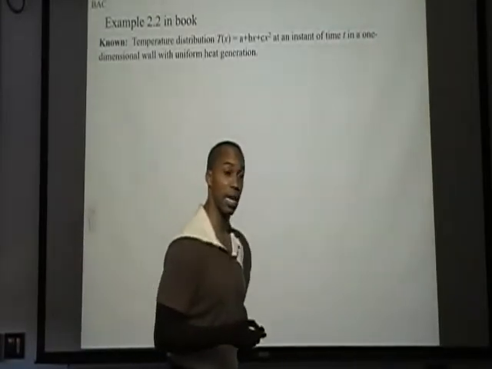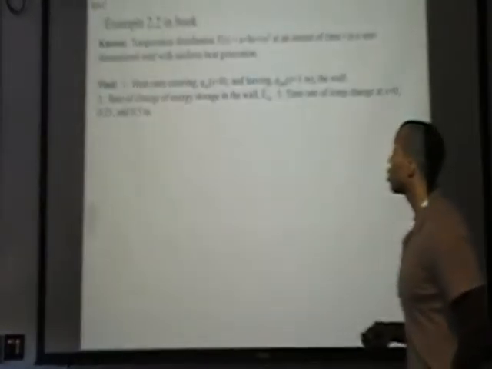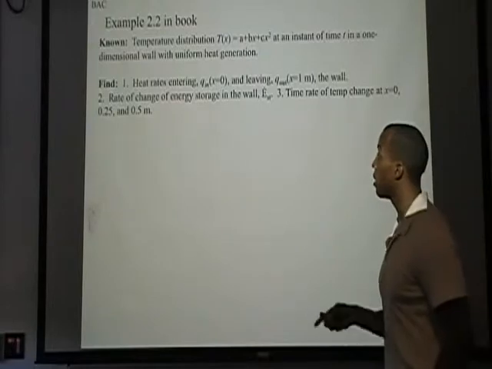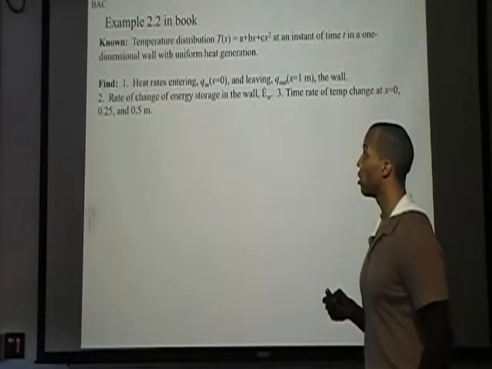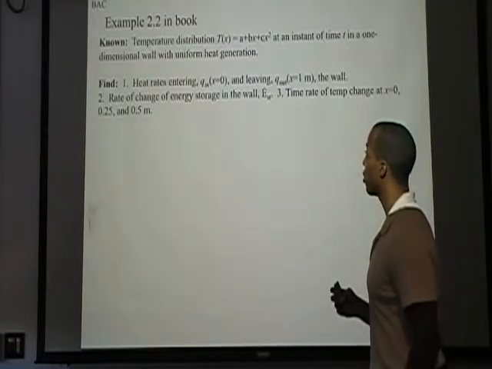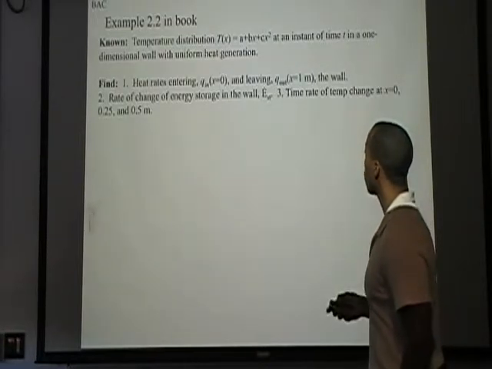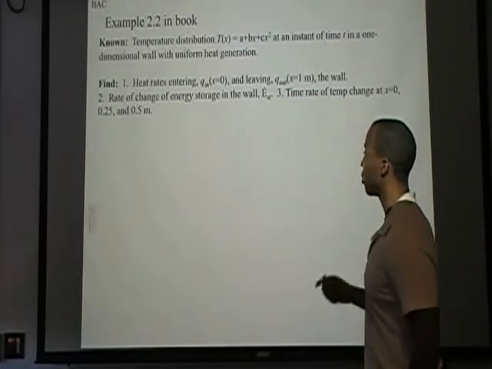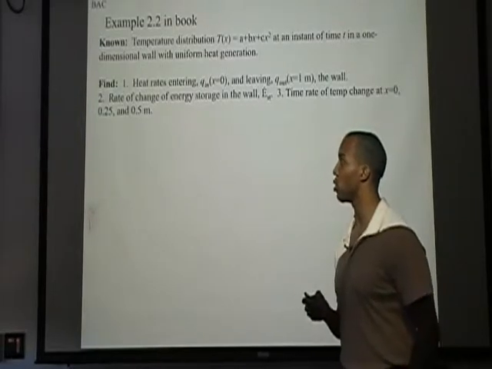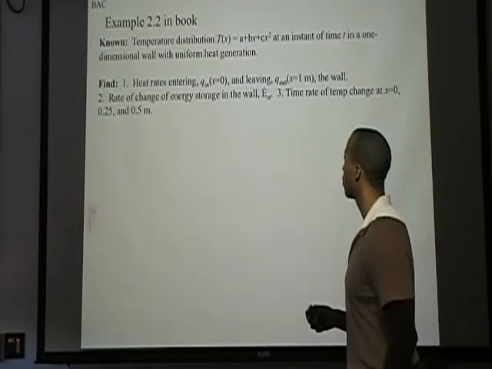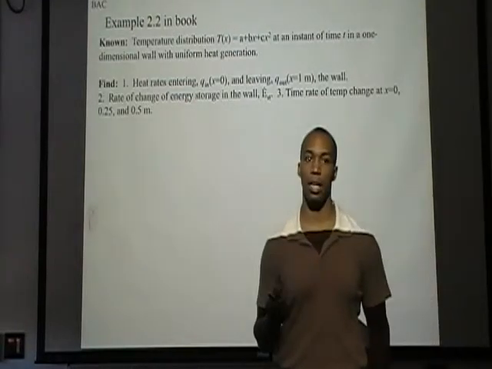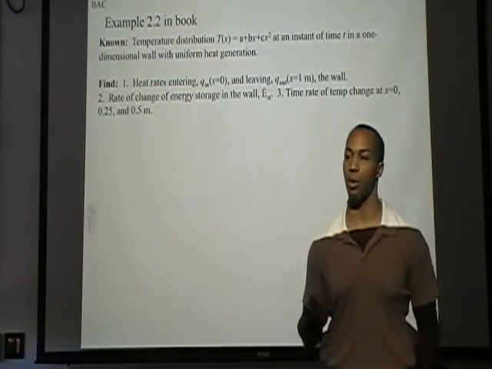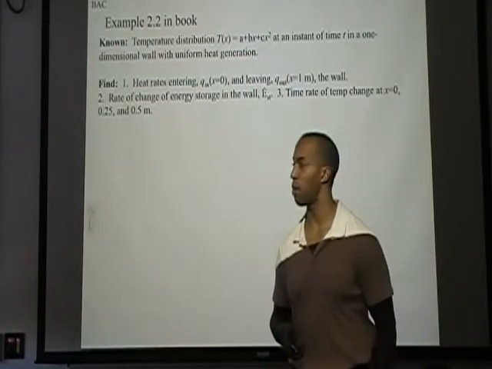So let's move forward with this example. What we want to find in this particular example: the heat rate entering and leaving the wall, the rate of change of energy stored in the wall, and the time rate of temperature change at x equals 0, 0.25, and 0.5 meters. So we're not going to plug numbers in. We're going to work symbolically here with the concepts that would allow you to plug numbers in and solve this problem on your own.